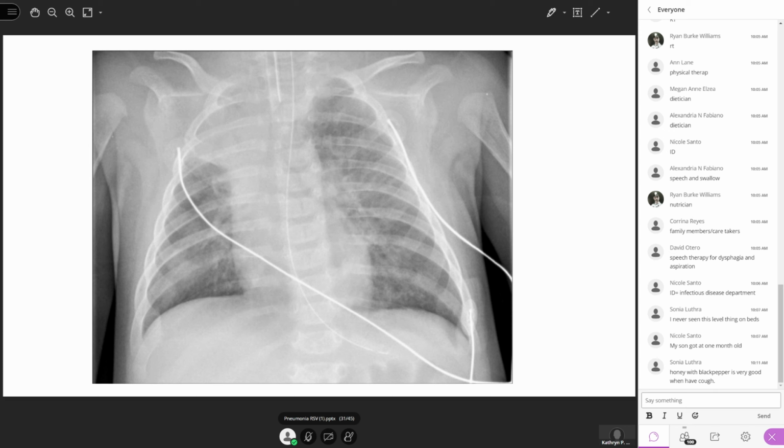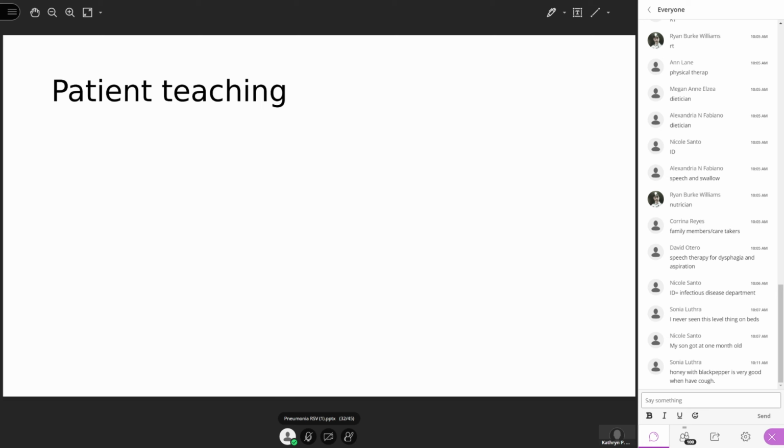So here's another x-ray with RSV. Okay, so what patient teaching would we include? We're going to talk about parents.